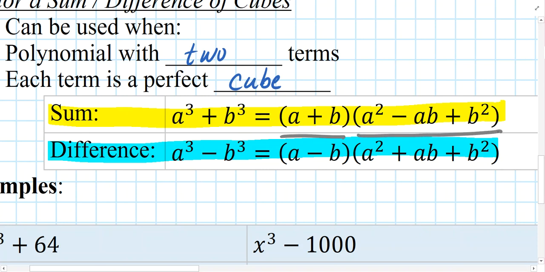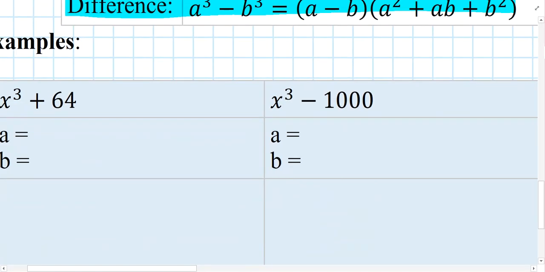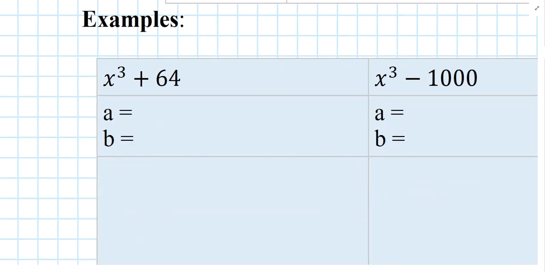You'll notice that the patterns are very similar to one another, and after factoring is complete, you can check your work by multiplying the polynomials back together. The product will again be the original sum or difference of cubes. Let's take a look at a few examples. For this first problem, both terms are perfect cubes separated by an addition sign. So we have a sum of cubes.